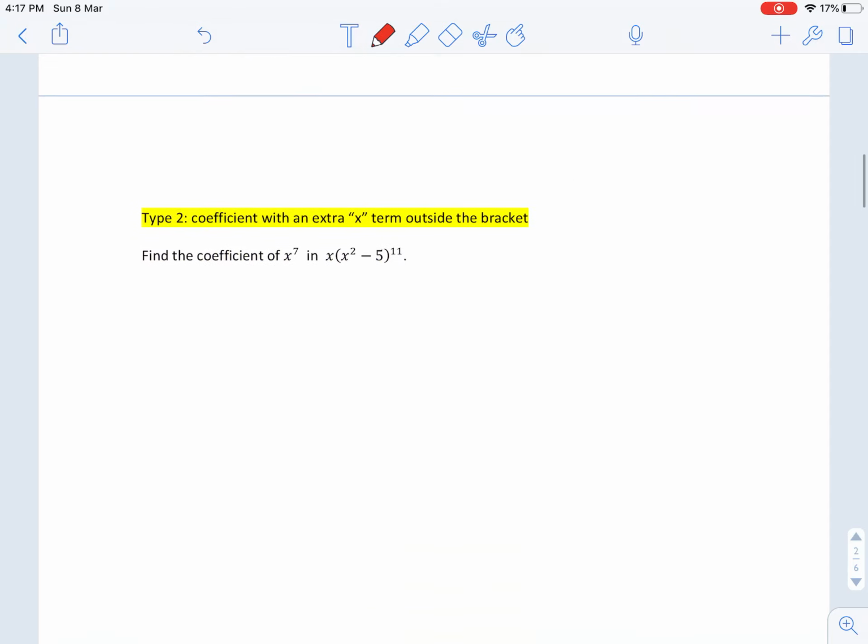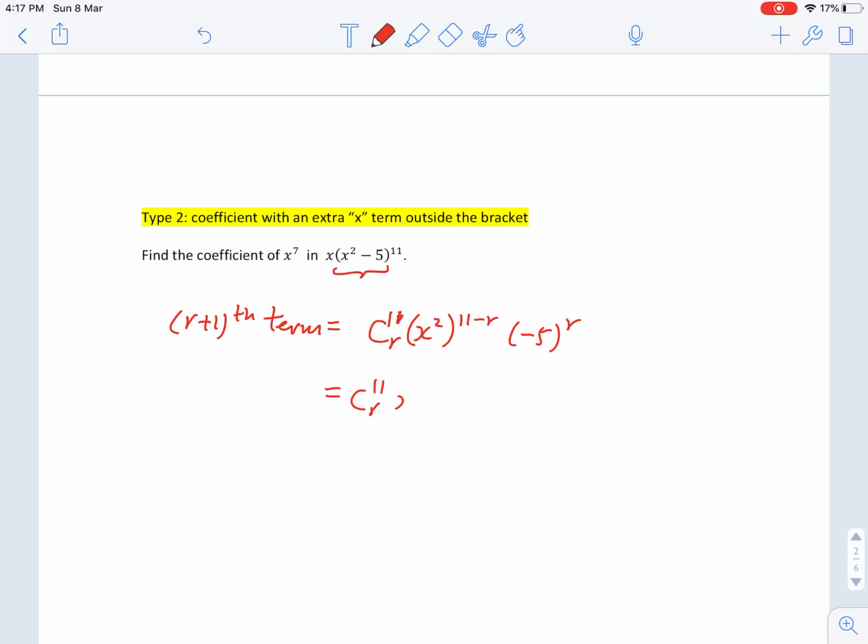Type number 2, finding the coefficient with an extra term outside the bracket. In recent years of the IB math exam, they like to play some tricks by putting an extra x term outside the bracket, but it's just the same. First of all, write the general term for this binomial expansion: (x squared minus 5) to the power of 11, which is 11 choose r, x squared to the power of 11 minus r, times negative 5 to the power of r. After simplification, you will have 11 choose r, x to the power of 22 minus 2r, times negative 5 to the power of r.